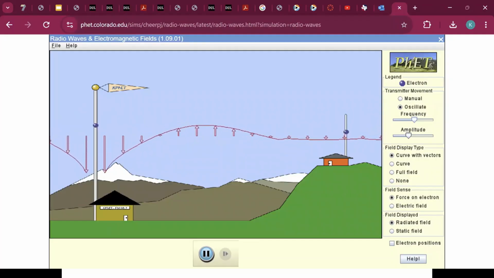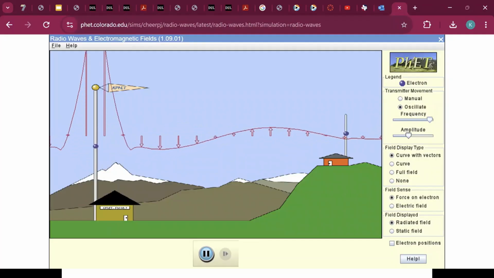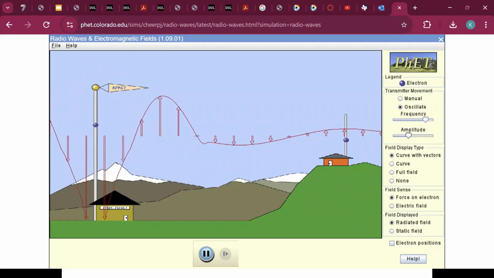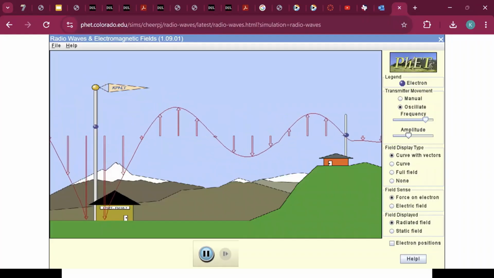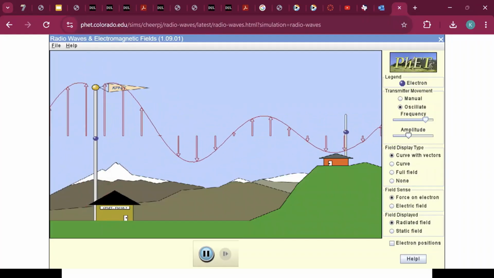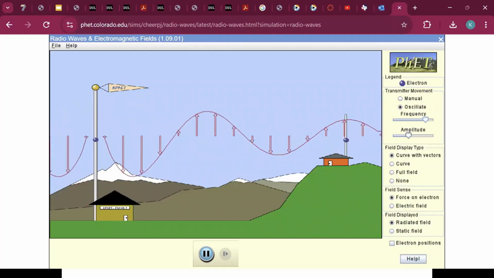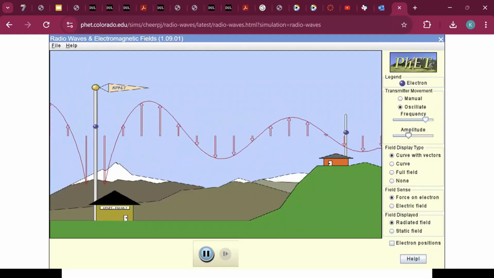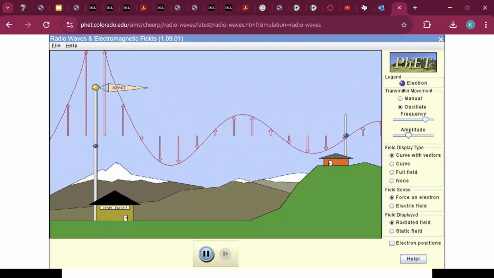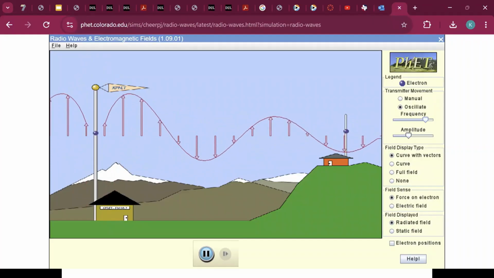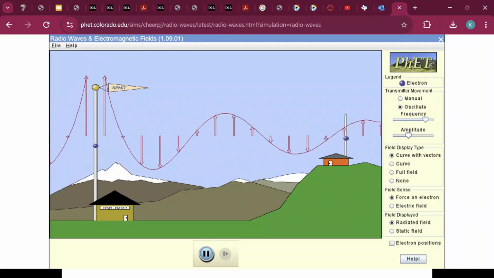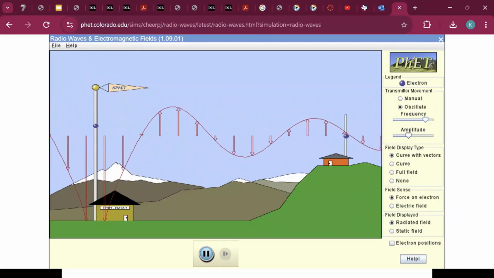So I can change that frequency. Now notice that in order to get a higher frequency, you're having to get a larger amplitude wave. So they are actually linked together, and you can see that through our equation, because the ratio of E max to B max always has to equal the speed of light.